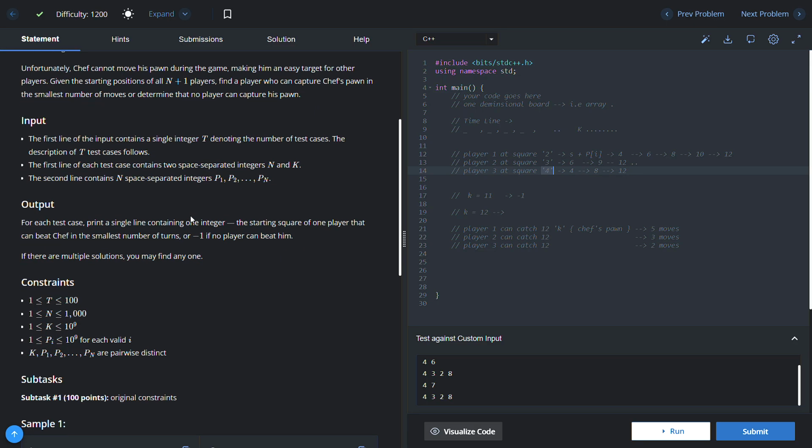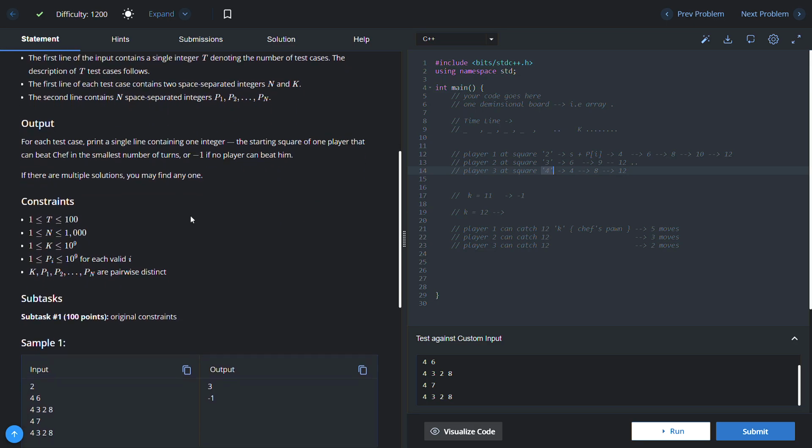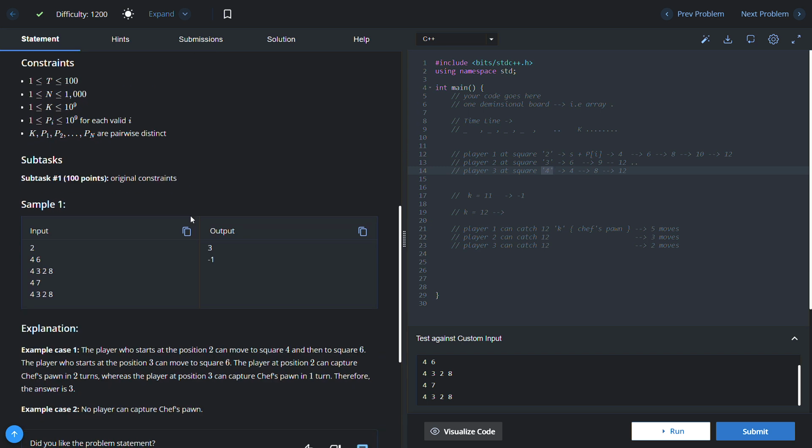Hope you all can understand the problem. Now we can go with the code.